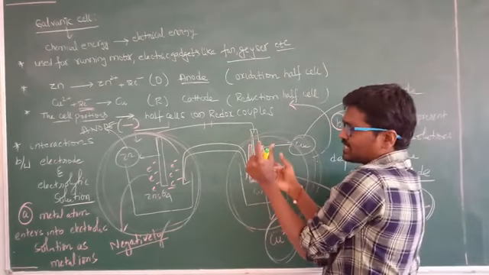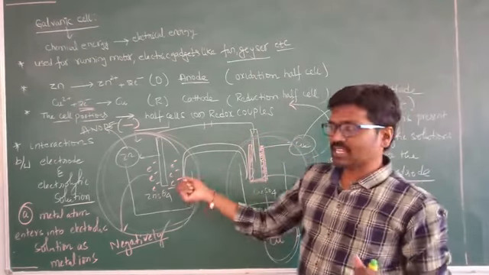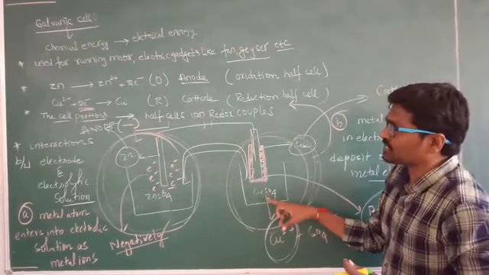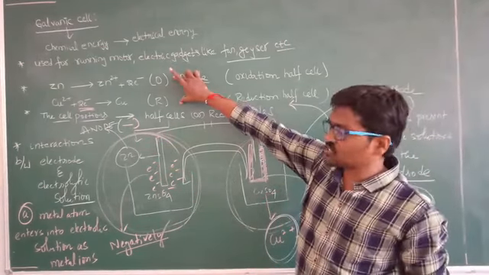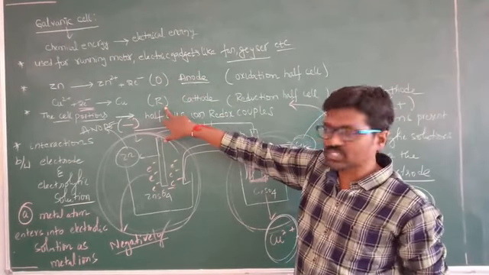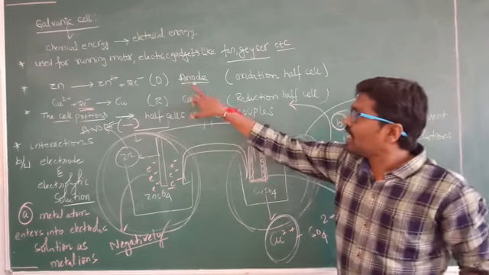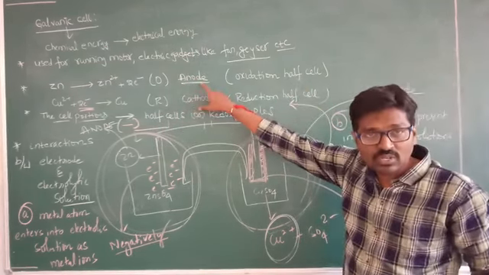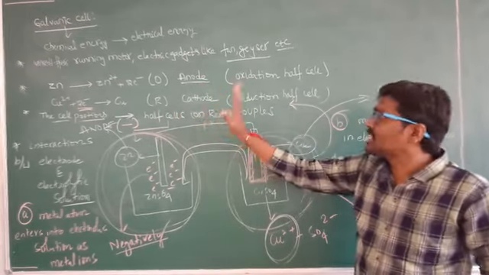Next, what happens if we consider the Daniel cell, that is, a zinc rod placed in zinc sulfate and a copper rod placed in copper sulfate. At that time these are the two reactions we observe. Oxidation is occurring here, and next is the reduction. The point you have to remember is that oxidation always takes place at the anode and reduction takes place at the cathode.